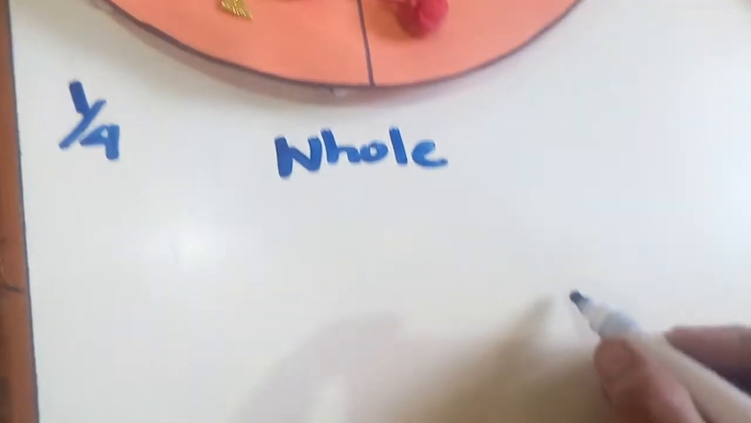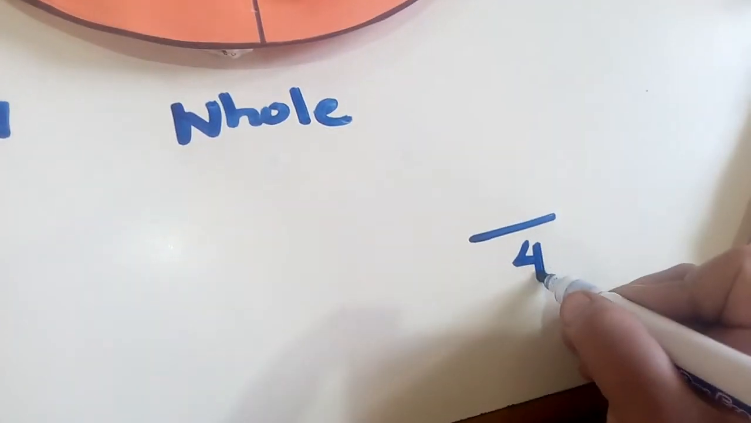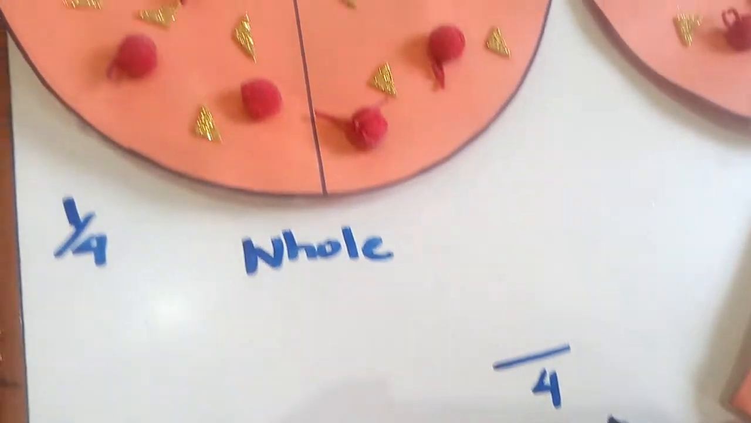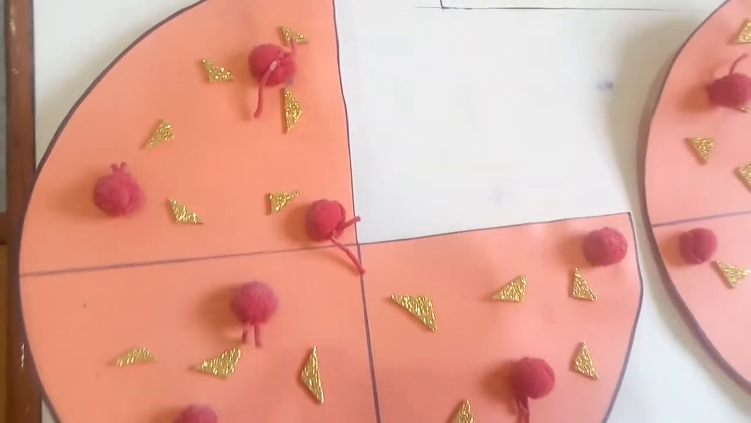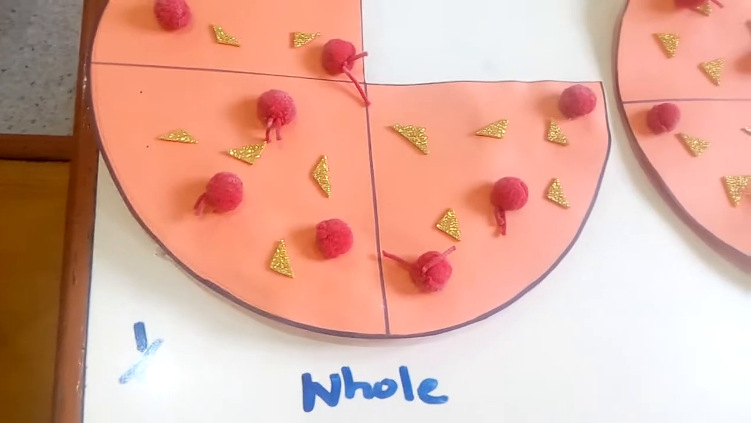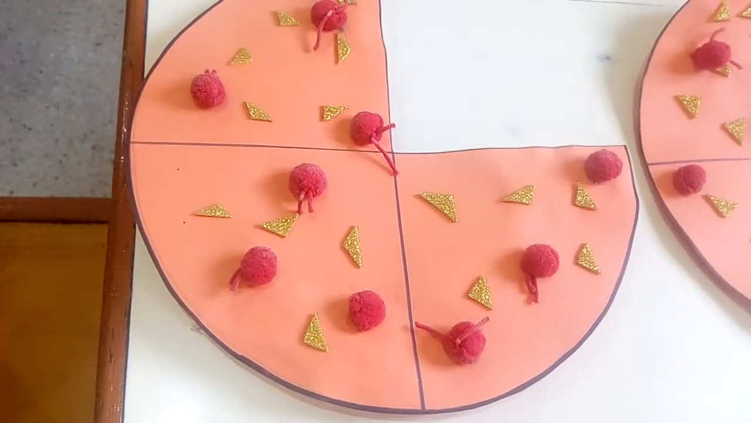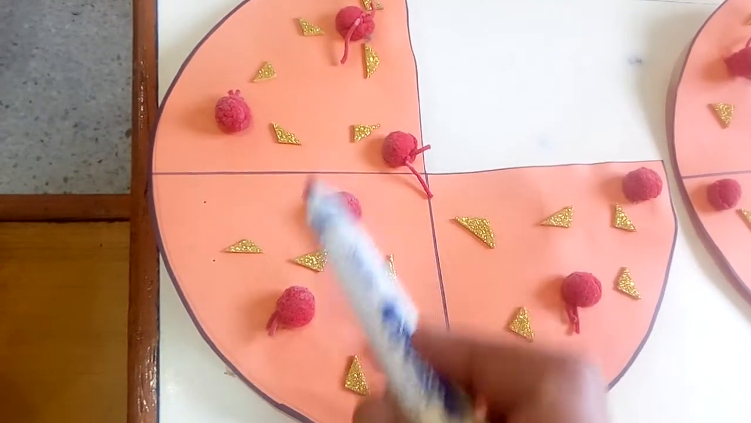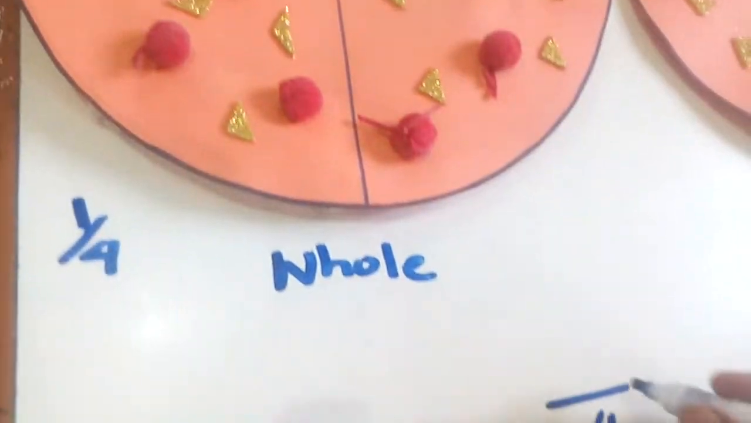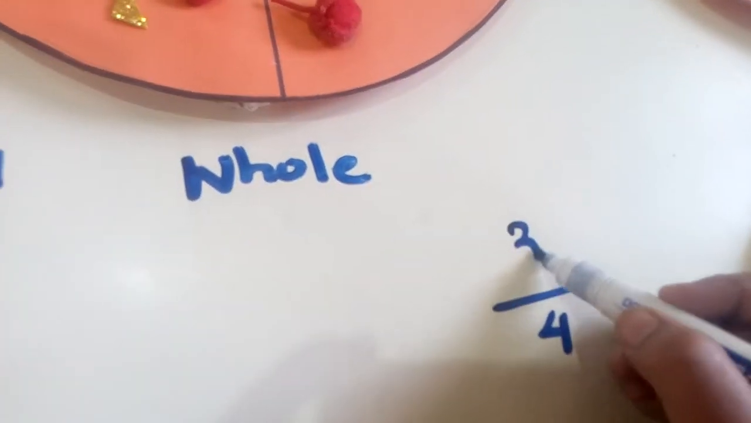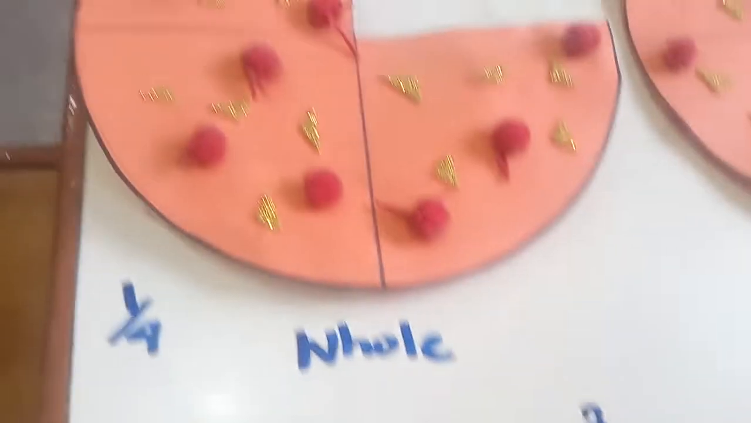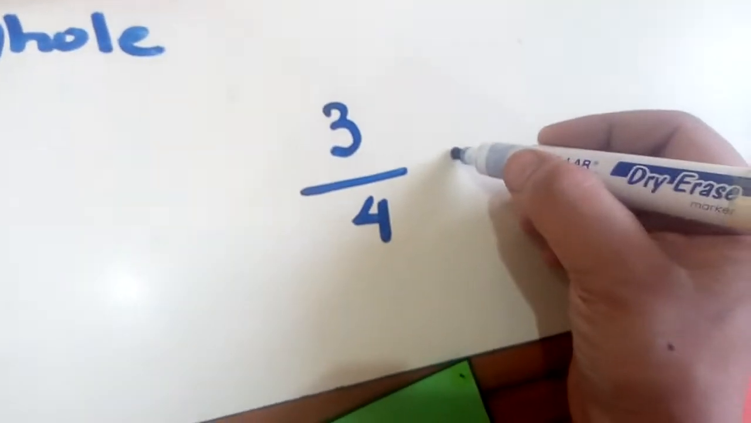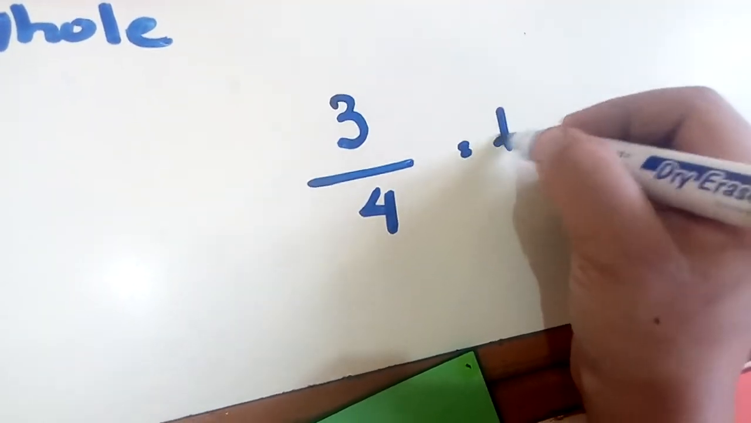So your bottom number should be 4, because this shape is divided into a total of 4 parts, and because one has already been eaten, what will be the fraction for the remaining part? Out of 4, a total of 3 are remaining now, so the numerator will be 3. The fraction for this shape will be 3/4.